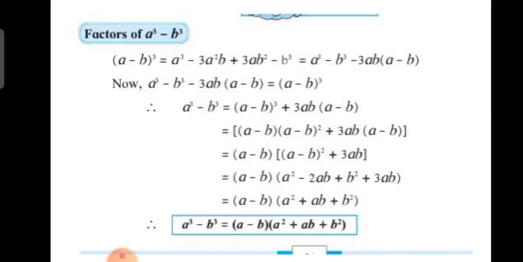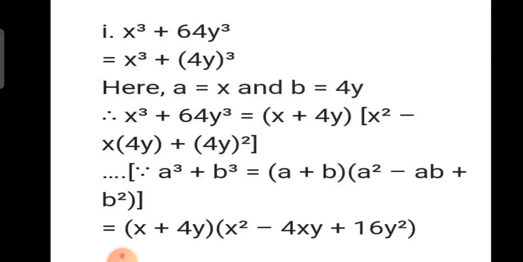And factors of a cube minus b cube can be found by using the formula a cube minus b cube is equal to a minus b, a square plus ab plus b square. Now here, first example, x cube plus 64y cube. This is practice set number 6.2. First example, x cube plus 64y cube.